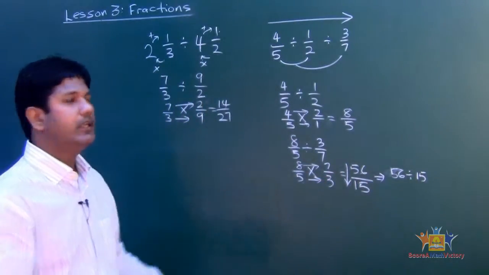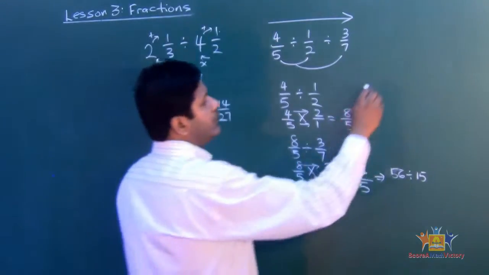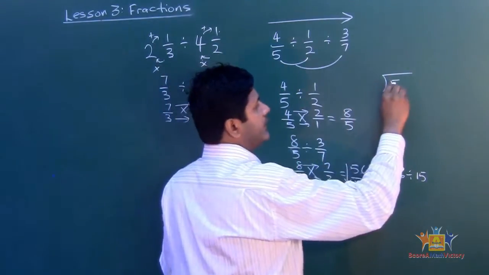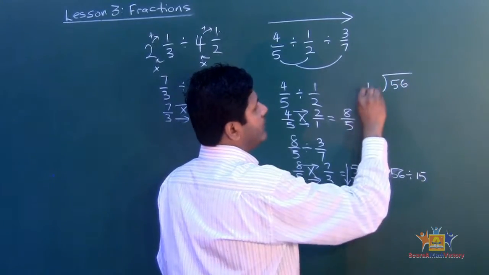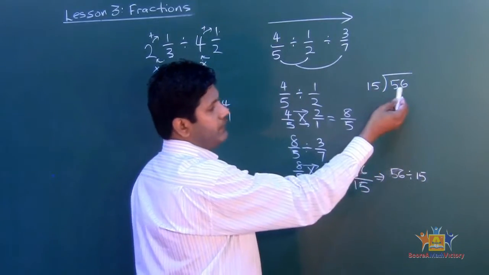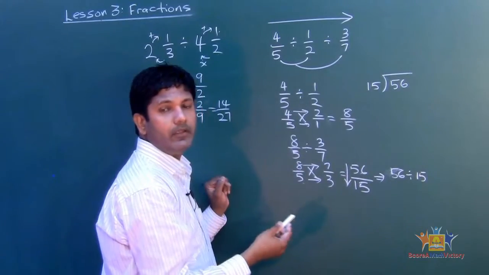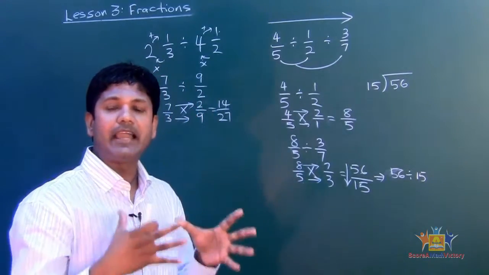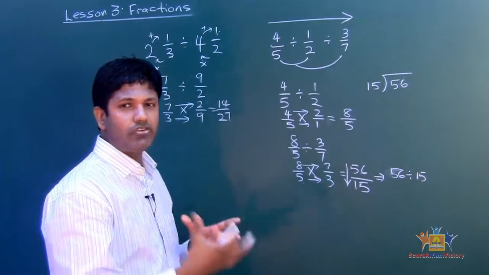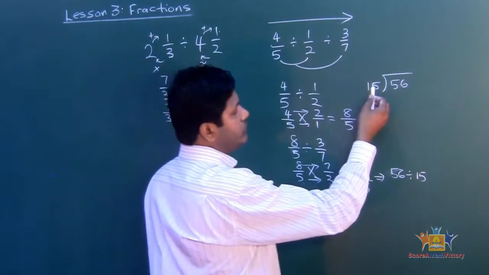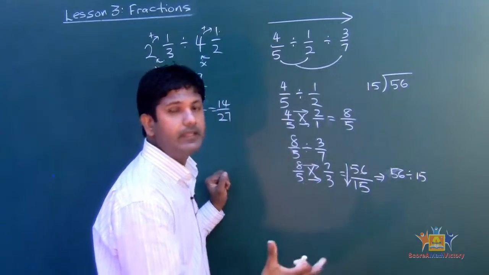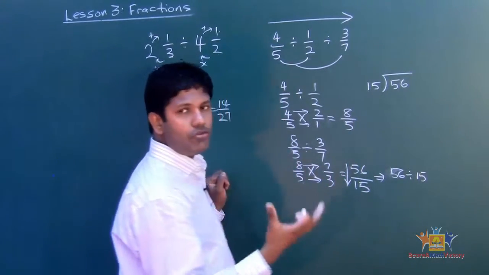And then we're going to use the long division, which is the cage approach. 56 I'm going to put inside the cage, and 15 I'm going to put outside the cage. In 56, there's how many 15? Now this is a big number which is outside our times table range. You can use the trial and error method, okay? So you know that 15 times 2, doubling 15, will make it 30. So it looks like 3 sounds good.